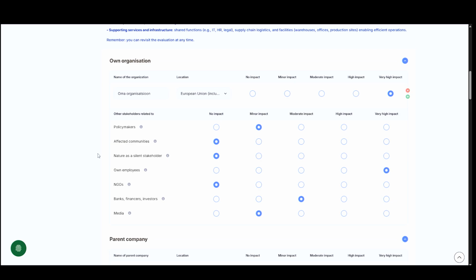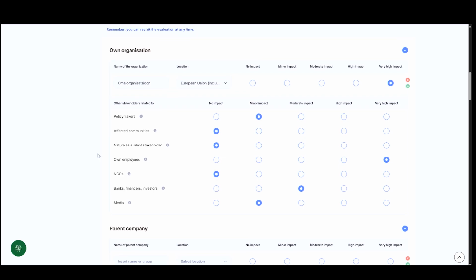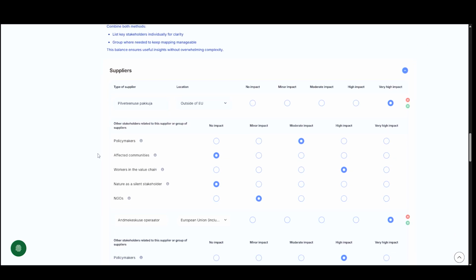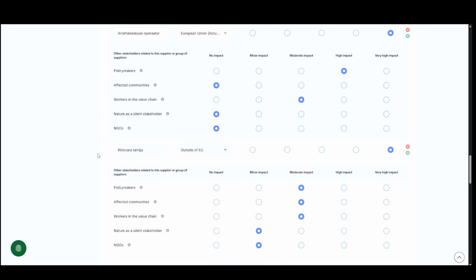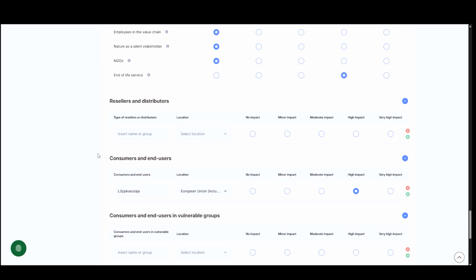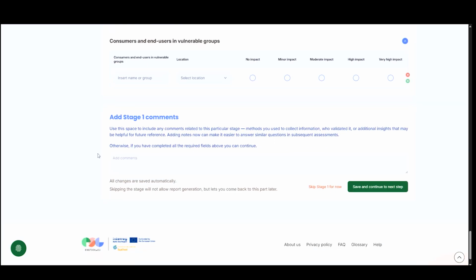And from the value chain perspective, these stakeholders are put into three categories: own organization, upstream, sorry, some of these are in Estonian, so basically suppliers, and then downstream, mostly clients, if you have any other distribution partners or something like that. And every stage has this comment box, which I also recommend you fill in, because this is for your own good if you redo this next year, or if another employee is going to do this next year, so that they have enough information to see why we gave these scores or why we put these stakeholders. So these are for your own use.